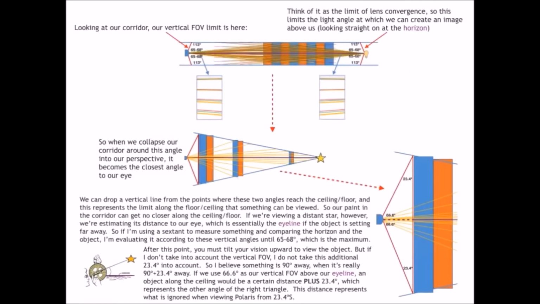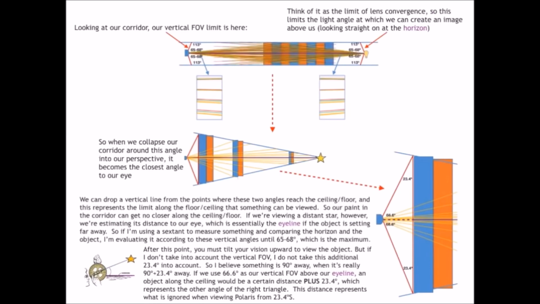So we'll explain that a little bit here. Looking at our corridor, our vertical field of view limit is here. Over on the left, you can see how the angles diverge and converge from the light source, and they are converging back on our lens. So think of this limit as a limit of lens convergence. So this limits the angle at which we can create an image above us or below us, looking straight on at the horizon. So when we collapse our corridor around this angle into our perspective, it becomes the closest angle to our eye.